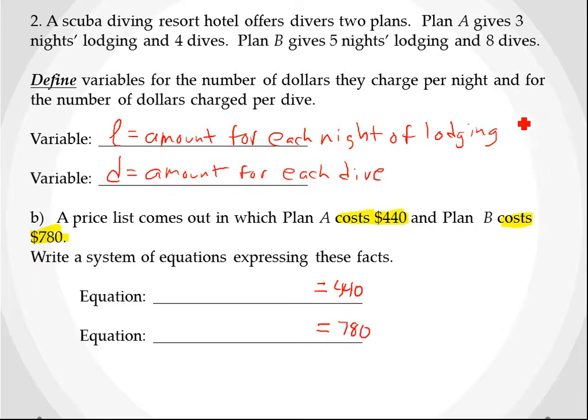All right, so Plan A, I need to go back up to the first part, gives 3 nights of lodging. So 3 times the cost of lodging plus 4 times the cost of dives equals $440. Plan B gives 5 nights lodging and 8 dives, and it costs $780. Notice we're not solving any of these today. Right now, all we're doing is identifying the variables and setting up the equations.